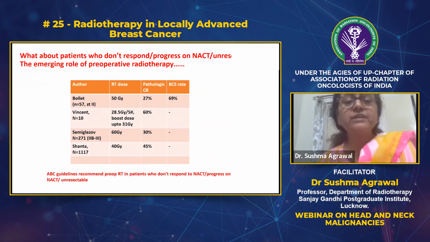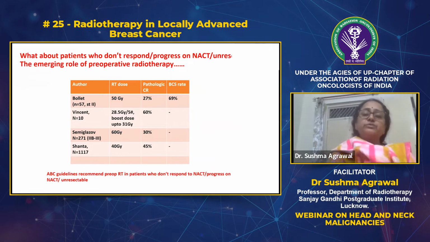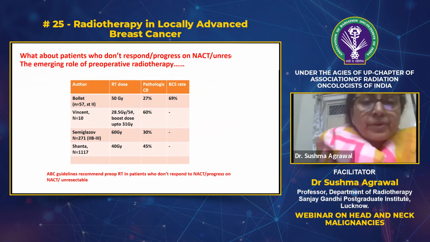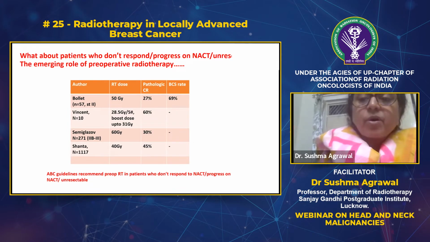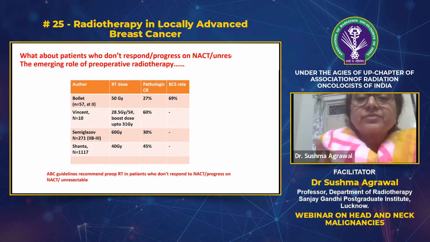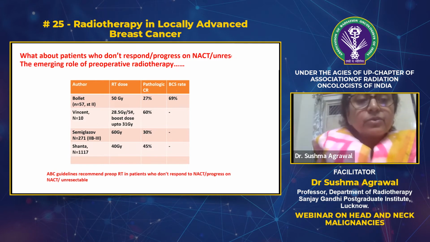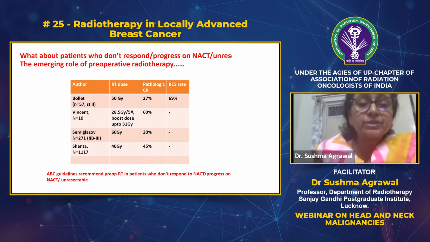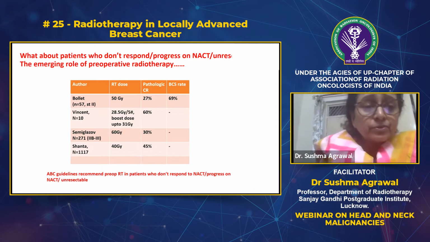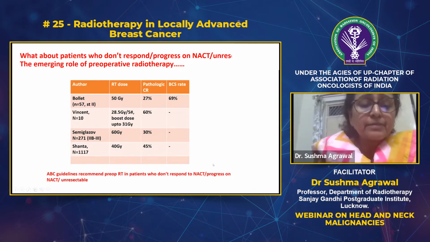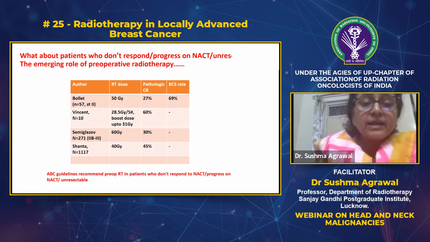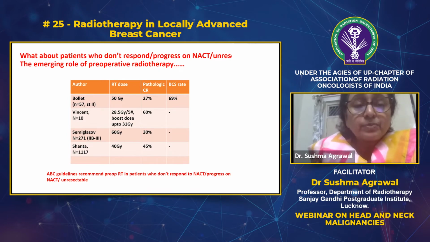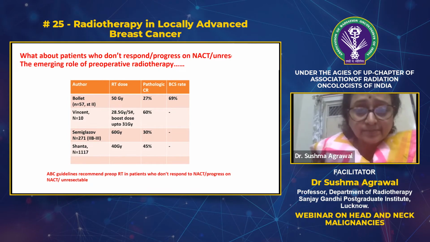Now we have talked enough about the patients who have responded and have got operated. So what about patients who either progress or are still unresectable, they just have stable disease? Is there a role of pre-operative radiotherapy? So there are few studies which have been published and many which are ongoing, but the guidelines say that yes, you should give radiotherapy in such patients with a hope that some downstaging is possible.